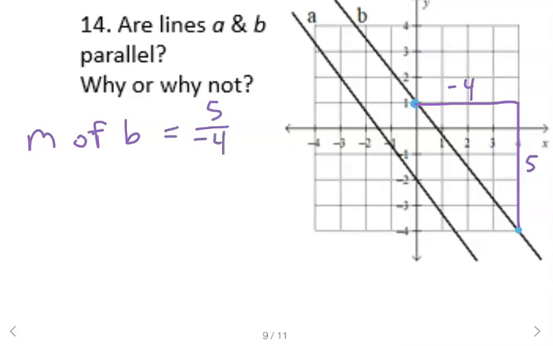Now for line A, it's the grid marks at -2, 2, and then also at 0, -2. So if we do rise over run between those 2 points, we would go up 1, 2, 3, 4, and then to the left 1, 2, 3. So the slope of line A is 4 over -3. Notice that these slopes are not quite the same. They're close, but they're not quite the same. So eventually these lines would intersect. So are they parallel? No. The reason is because the slopes are not equal.